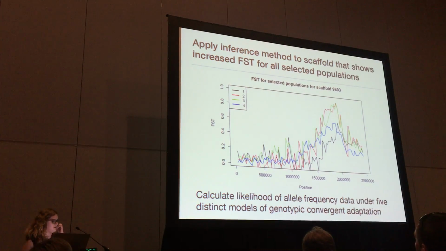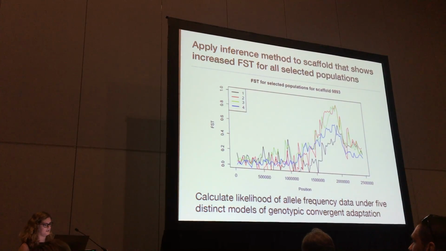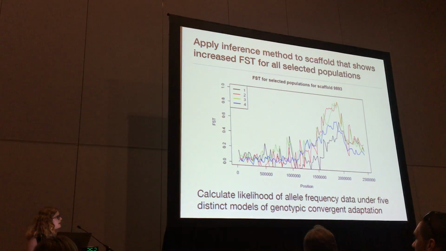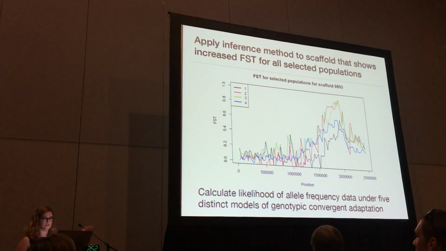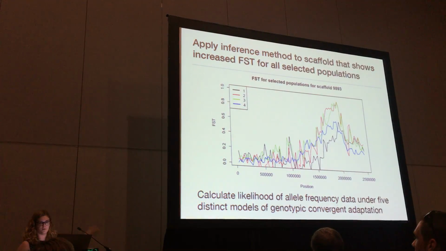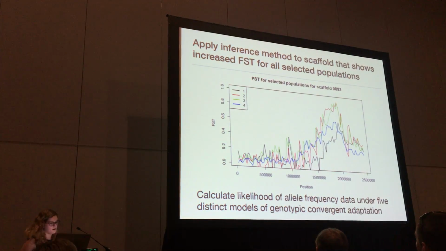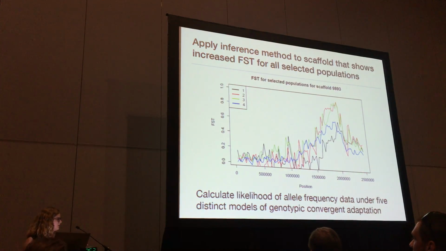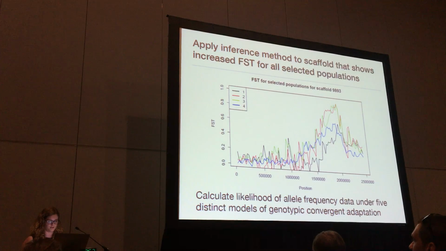In particular, what I'm going to show you today is how we've applied our method to a region that we think is interesting. We already think that genotypic convergent adaptation is happening because we see increased FST between all pairs of polluted and reference populations. And what I'm going to show you is calculating the likelihood of this allele frequency data in this region under 5 distinct models of genotypic convergence.